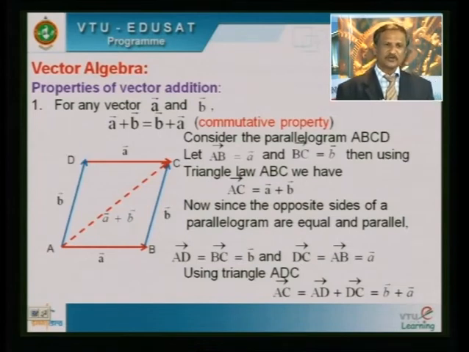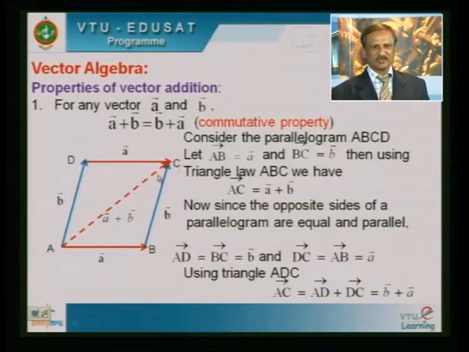Now we want to move into the properties of vector addition, because we are able to add any two vectors and subtract any two vectors. Sometimes we have to verify whether A plus B, where A is a vector and B is another vector, is equal to B plus A. This type of law we call the commutative law. We can prove it very easily. Consider the parallelogram ABCD.